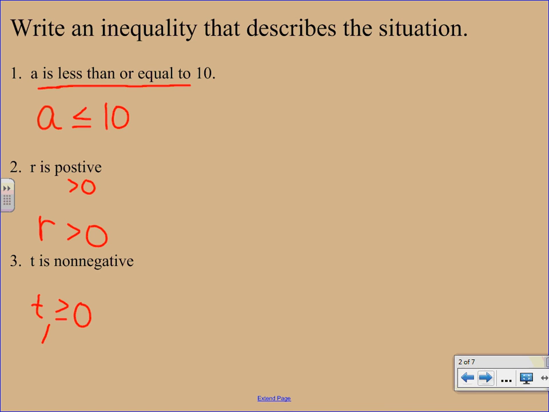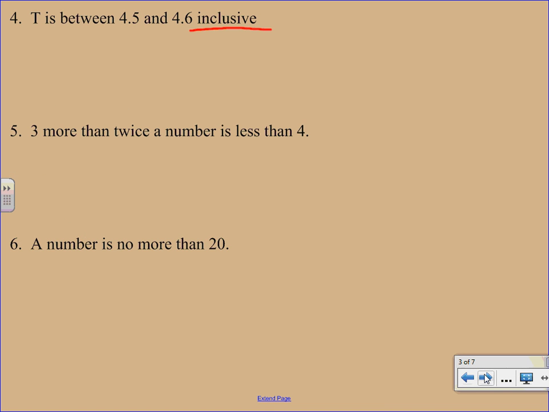So we're saying that T is in the middle. We start out with 4.5, that's the least one. So it's 4.5 is less than or equal to T, which is less than or equal to 4.6. The inclusive means we've got the equal bars under there.